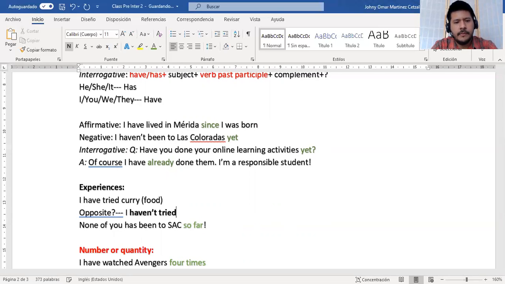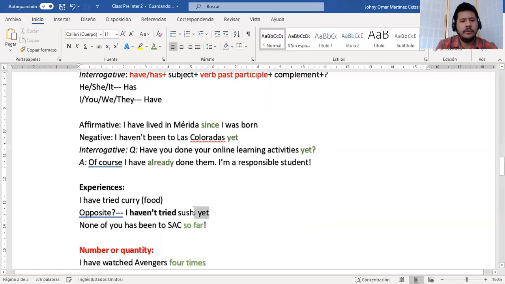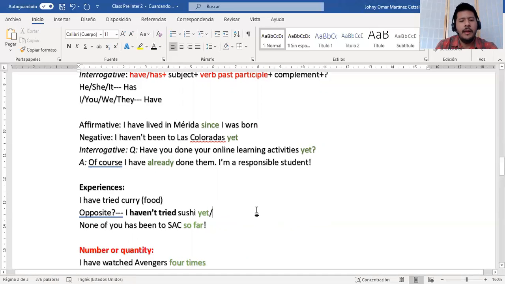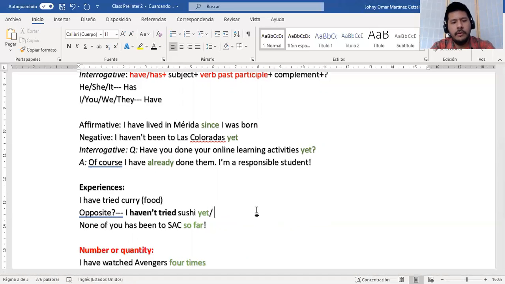tried, okay, sushi. And you can include a yet if you want. It's not necessary, but you can do it, okay? So I haven't tried sushi yet, or I haven't tried sushi is correct. And the second one, this one, it's not very likely that you have said it, but if you did it, that's great. Okay, you are thinking outside the box. So then another example would be I have never tried sushi.